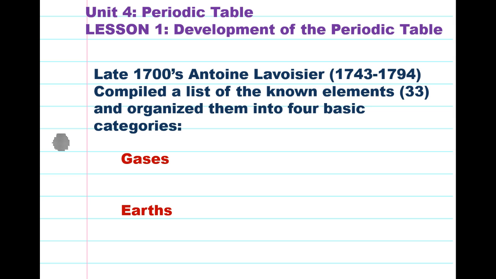But his wife, Marie, kept his research going, and if they would have found out, which was against the law for a woman to conduct scientific experiments, she would have been beheaded as well. Well, he compiled a list of known elements. There were 33 of them at the time, and he organized them into four basic categories: the gases, the metals, the non-metals, and the earths. And the earths are those elements that you could actually extract out of the earth.